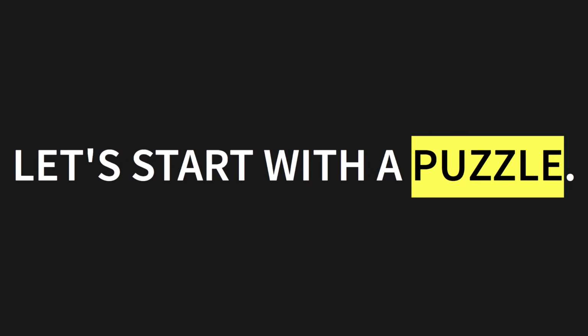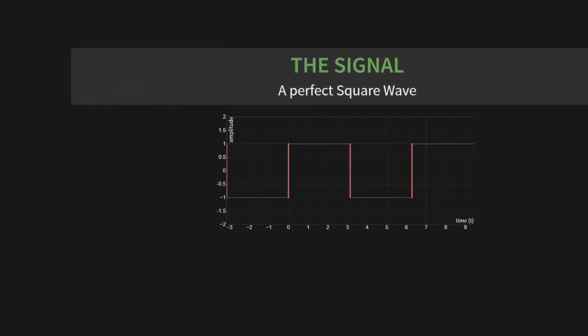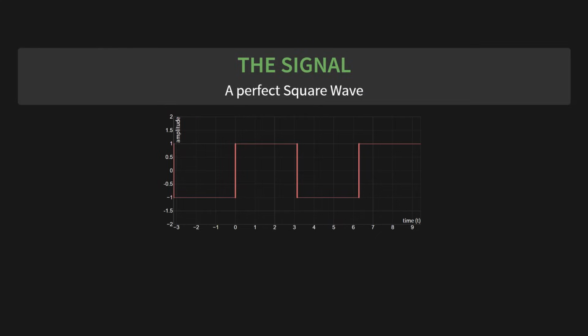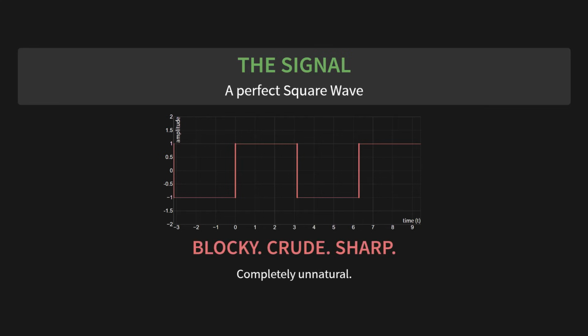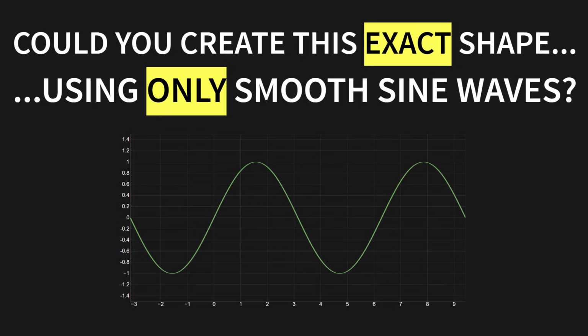All right, let's start with a puzzle. Take a look at this signal. It's a perfect square wave. Notice how it's blocky, crude, sharp. To be honest, it looks completely unnatural. Now, here's the puzzle. Could you create this exact shape using only smooth sine waves?